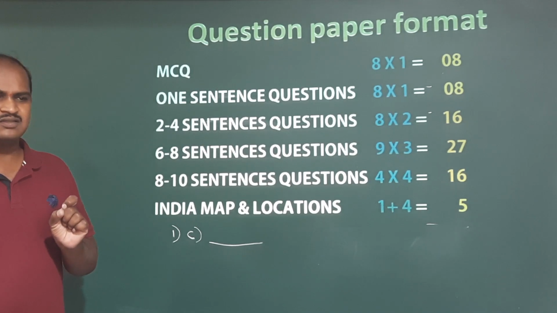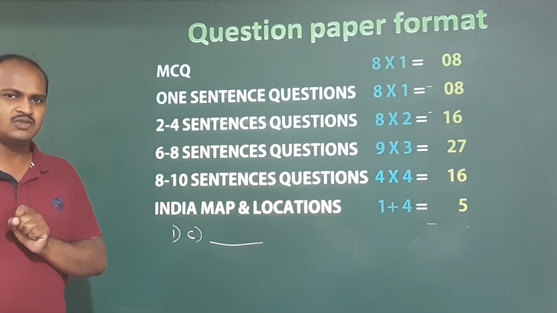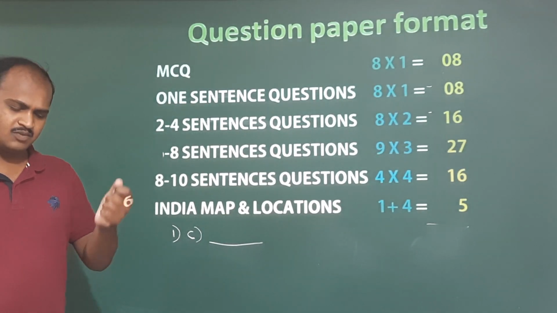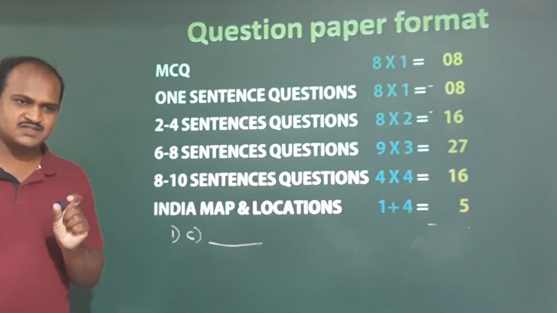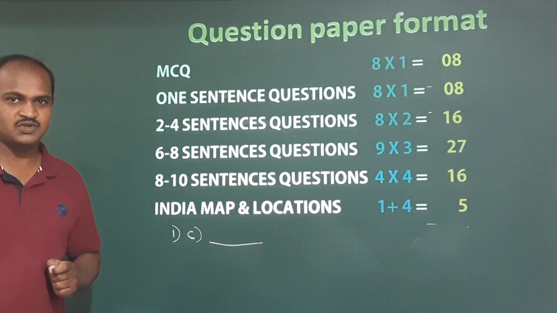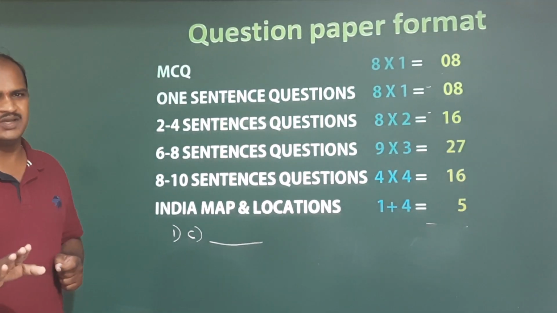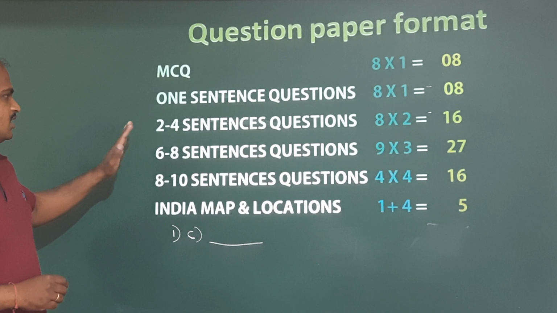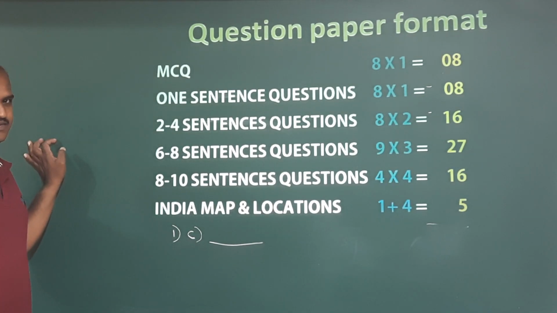Try to write the words as much as possible from the textbook. You can write it in your own way, in your own sentences, very lovely. Your own sentences should be relevant to the textbook content, not outside of the content. That's all. And here you should write a minimum of 4 points. For 4 points you will get 2 marks.